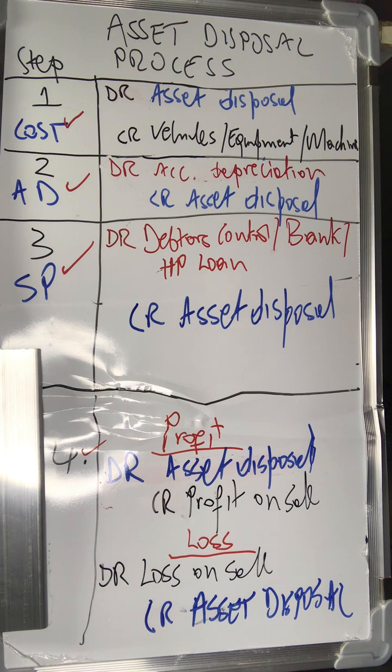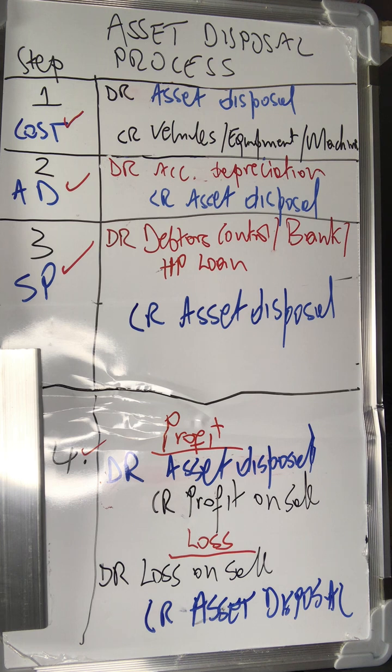The main account that we are going to use here in our asset disposal process is the account called asset disposal, because that's the main account that will enable us to determine whether we made a profit or we made a loss. Once again, let's go back to step number 1. Step number 1 says we must get rid of the cost. Now, I said the account that we are going to use to derive the whole process is going to be asset disposal. So, let's go.